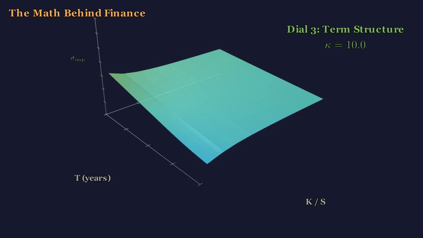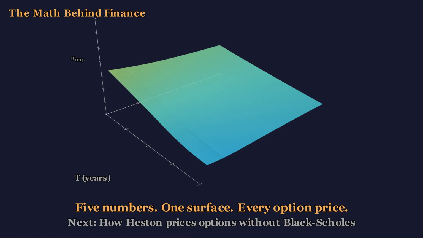With high kappa, variance snaps back almost instantly. Even short maturity smiles already reflect the long-run level. The term structure flattens out. 5 numbers, 1 surface, every option price. That is the power of the Heston model. But how does it actually compute prices? The answer is not a formula like Black-Scholes. It is a Fourier transform.